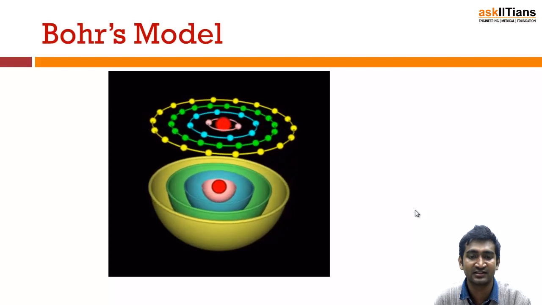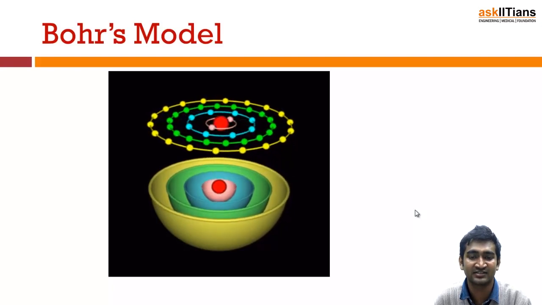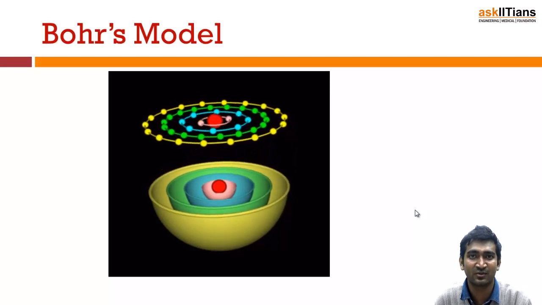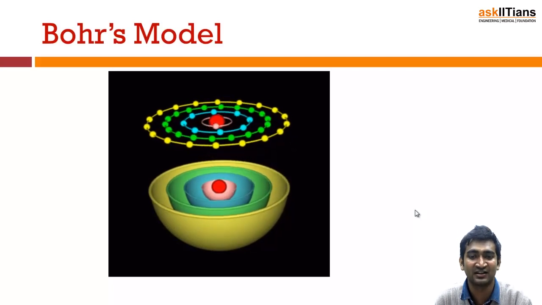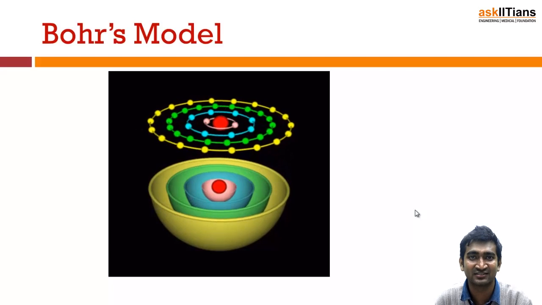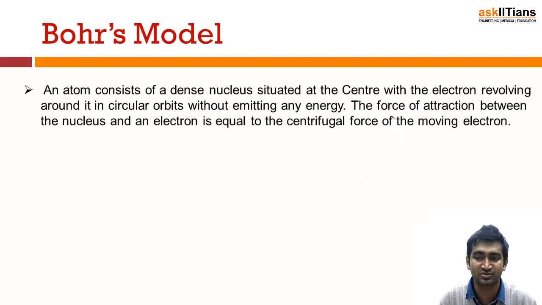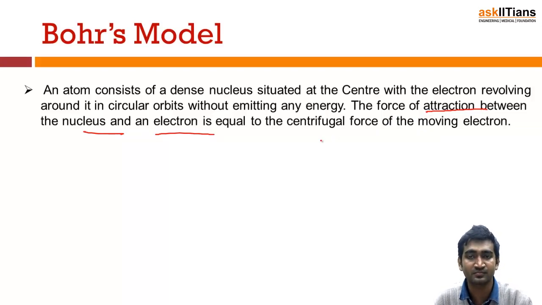You can see the confined path, and in the center you have the nucleus. Okay, so all forces are coming now into the picture: the centripetal, the electrostatic, that we'll see. So he said that we have a nucleus in the center and electrons are moving in a very circular path, which is well defined. And here comes the force now. The force of attraction between the nucleus and electron is equal to the centrifugal force of the moving electron.